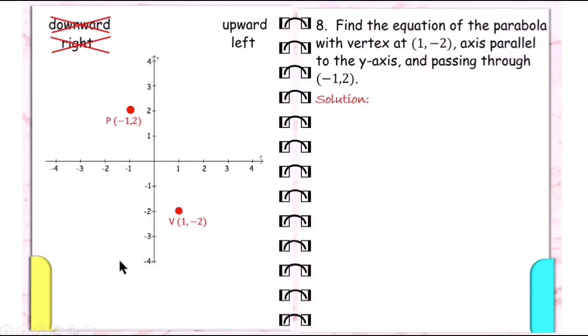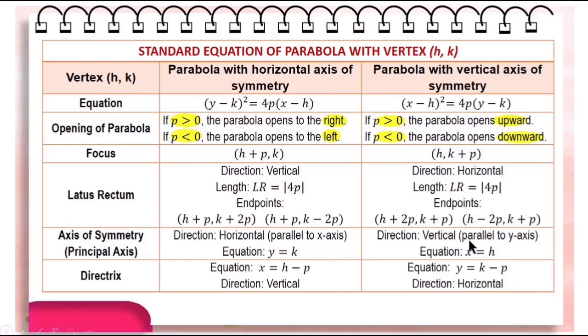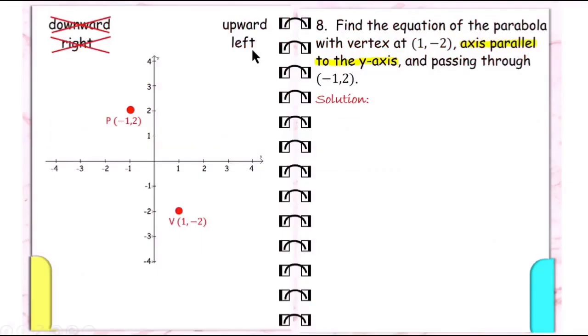So dalawa na lang ang ating pagpipilian. Pwede siyang upward or pwede rin siyang left. Now, paano natin malalaman kung upward or left itong parabola? Let us go back to the problem. Sabi dito, the axis is parallel to the y-axis. And if the axis is parallel to the y-axis, that means the parabola opens either upward or downward. Since upward or left na lang ang ating pagpipilian, therefore, we can say that this is a parabola opening upward.